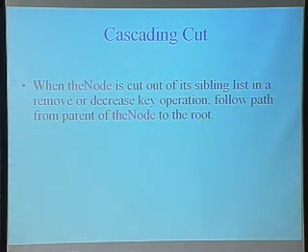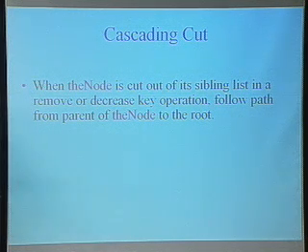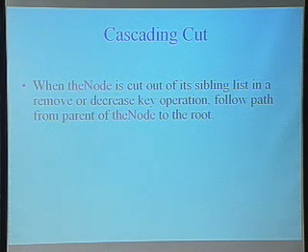The child cut field keeps track of how many children a node has lost. In fact, in the pure form of Fibonacci heaps, a node is allowed to lose only one child. To keep track of that, you only need a Boolean variable, true or false: true if you've lost a child, false if you haven't. So if you've lost a child in the past, then if you lose one more, you are cut off from your parent as well.